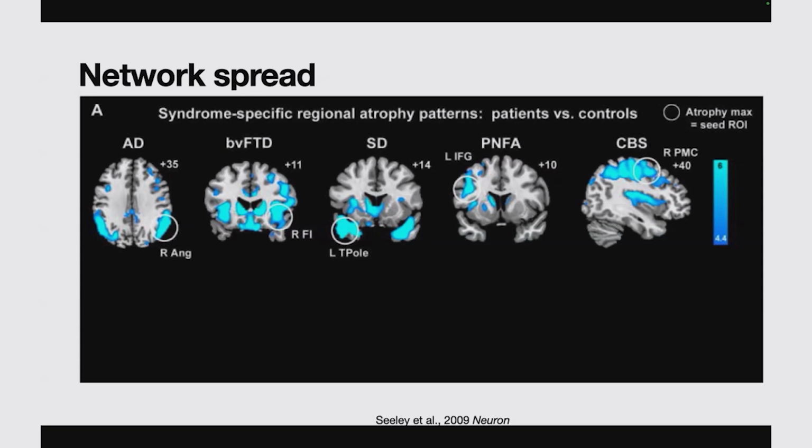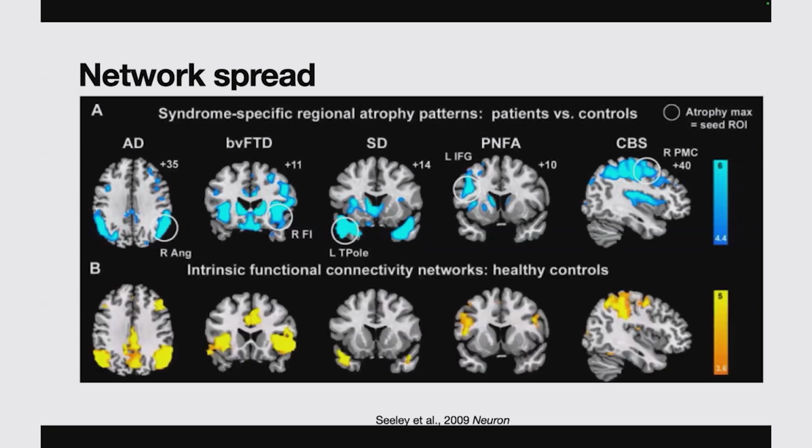by Seeley and colleagues. Shown here in these blue blobs superimposed on the brains are brain atrophy patterns of 5 different forms of dementia, each with very distinct cognitive and behavioral symptoms. Seeley and colleagues identified the region of peak atrophy for each of these maps, which are shown in little white circles, and used this as a seed for resting state functional connectivity in young healthy people.